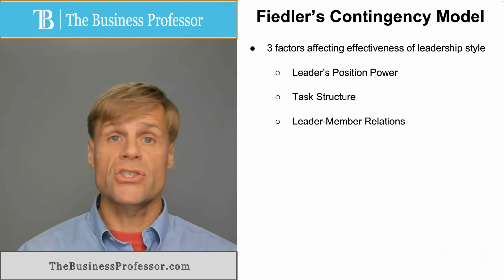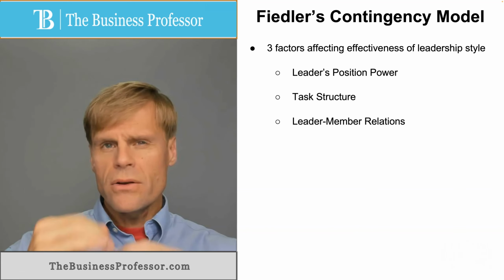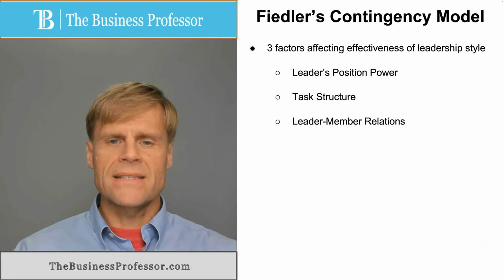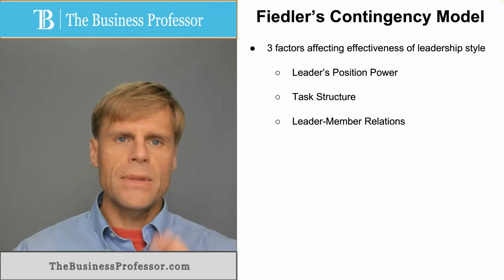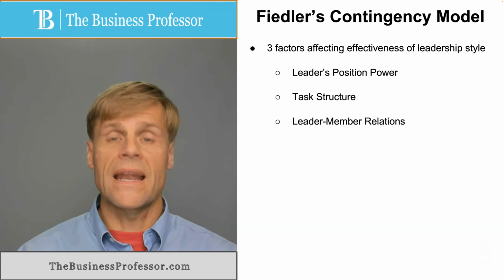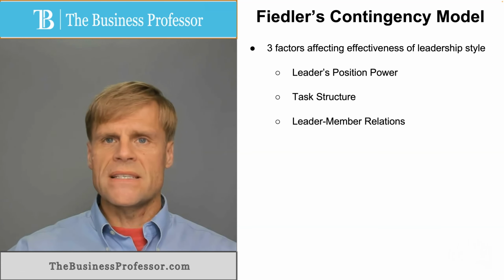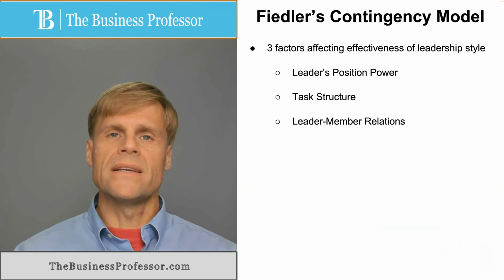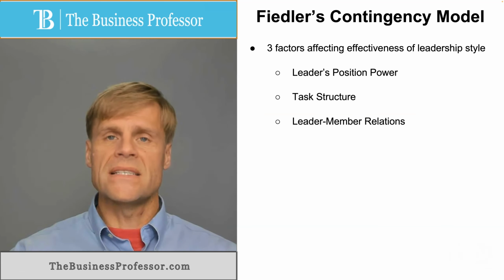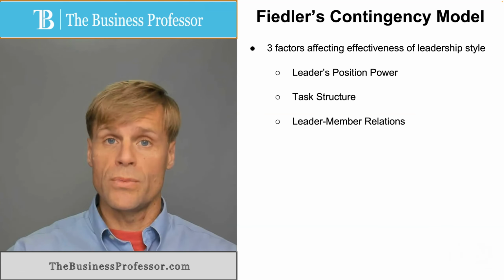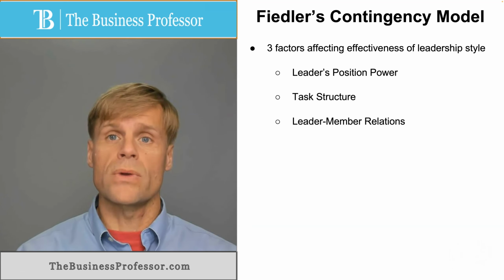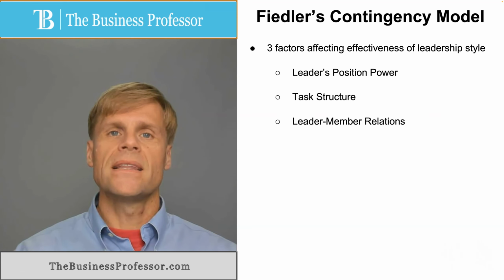Next is task structure. The greater the structure associated with a task, that is, the parameters, the timeline, the means or manner of carrying it out, the greater degree of specificity in this, the more control there is over the individual. So this, once again, can affect the extent to which it matters, whether you're human relations style or whether you're task-oriented style. And then lastly, leader-member relations.